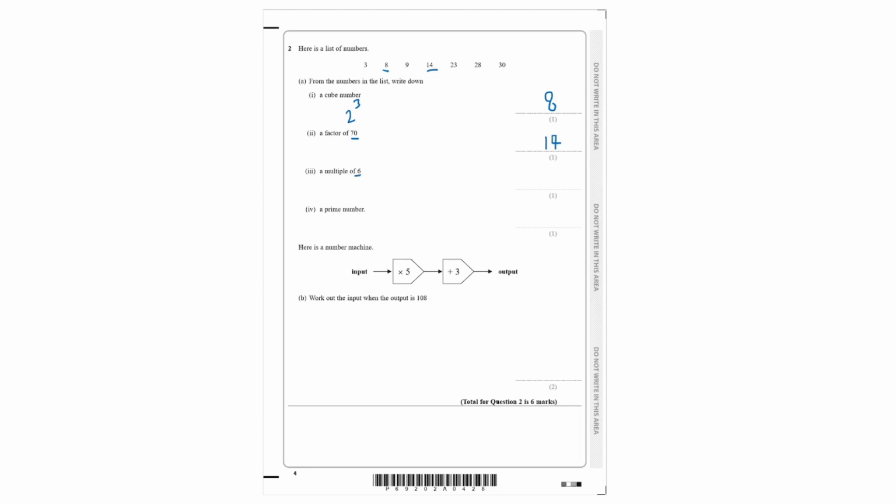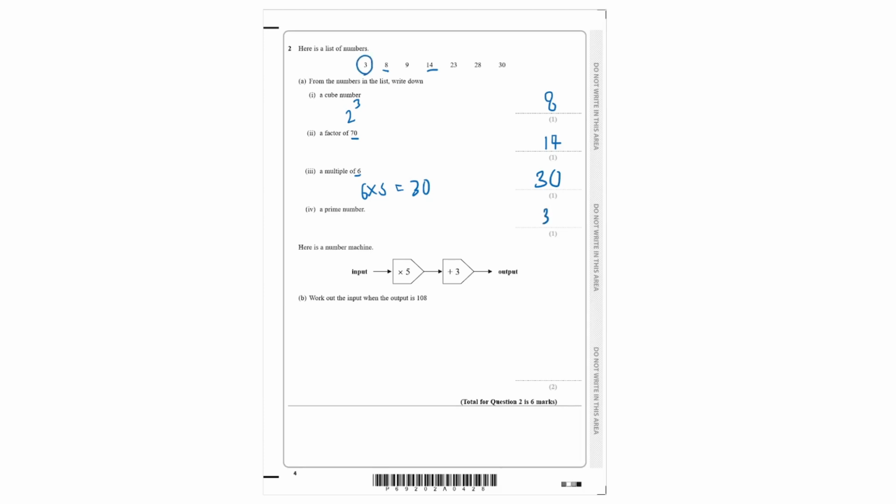A multiple of 6. 6 times 5 is equal to 30. So that means 30 is a multiple of 6. And a prime number. So a prime number can only be divided by itself and 1. And for that, we have 3.